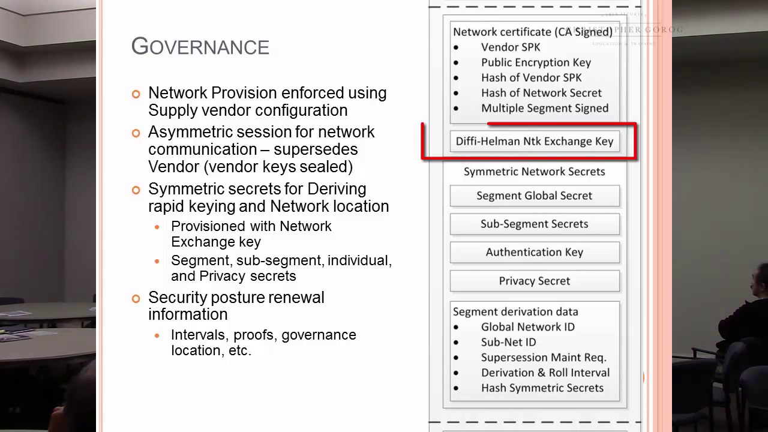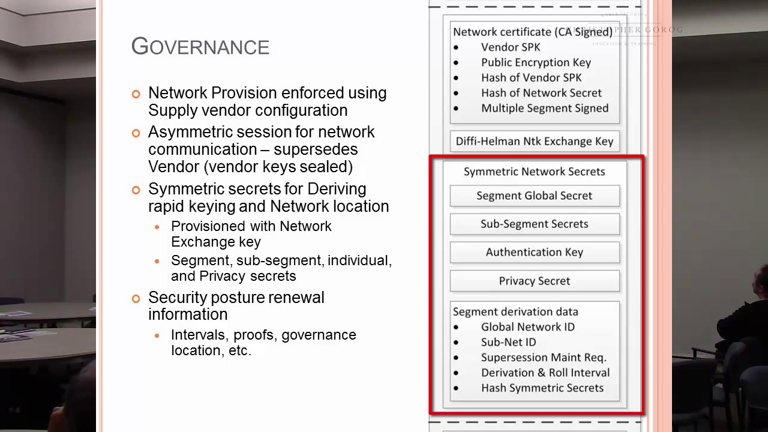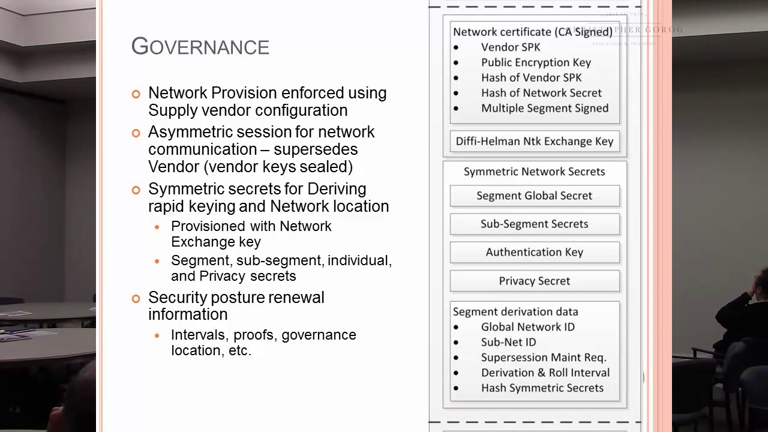And once again, asymmetric sessions supersede for the vendor and symmetric for deriving. So a big thing we have in embedded system networks and critical infrastructure is the need for continuous operations and availability. So the need for disconnected operations becomes important. How can you set that up without losing your symmetric or your synchronous operations?